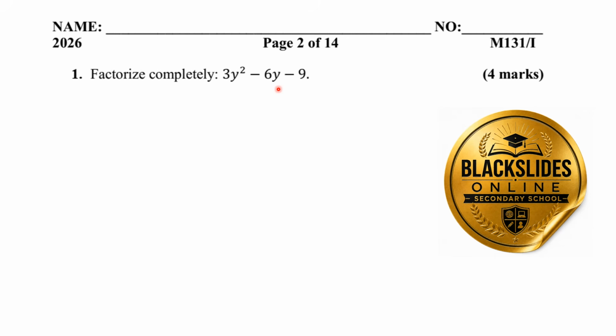What would you have done to factorize this to get 4 marks?